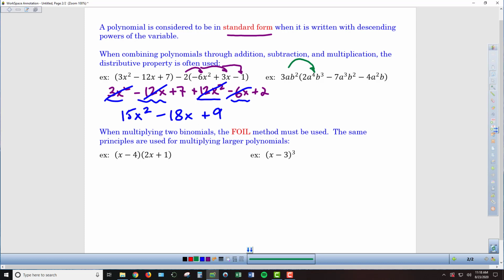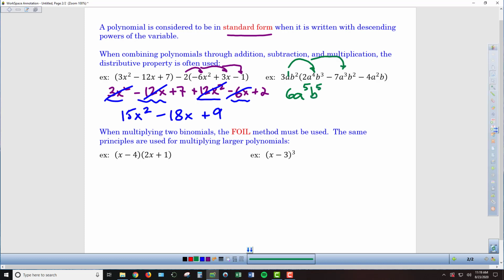So for the first piece here, I've got 3 times 2 gives me 6. Then I've got a times a to the 4th, so that a here has a 1 exponent, so I'm going to add those exponents to make a to the 5th. Let's try to make that look like 5. Then we've got b squared times b to the 3rd, so we get b to the 5th as well.